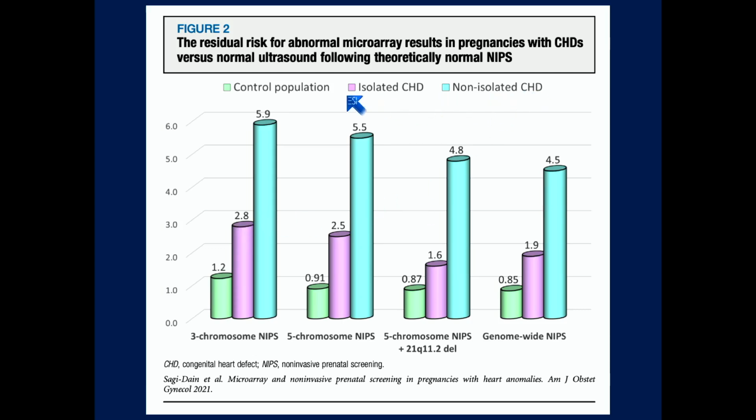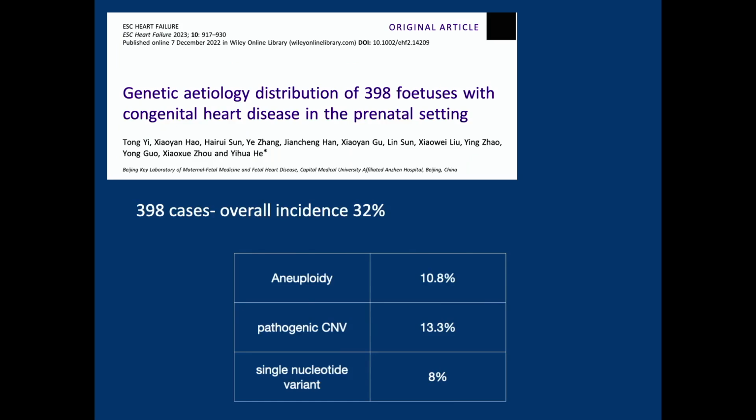With non-isolated CHD, which again will heavily fall into an aneuploid population, you'll pick up probably 6 times the baseline incidence with 3 chromosome. As you start including more information, you can see that the non-isolated CHDs are consistently going to be picked up at a higher rate than the ones that are isolated or normal. So moral of the story is we've progressed here from 5 chromosome to adding a 22q, that should say 22q11, to genome-wide NIPS. The data on exome sequencing is just starting to come out.